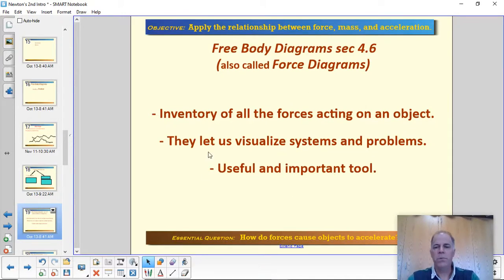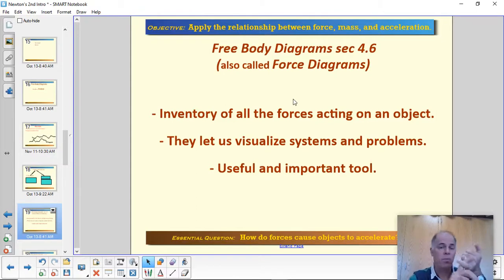They are incredibly useful tools in physics. They use them at all levels of physics. This isn't just something for beginners. This is something that Nobel Prize winners use. Very useful and common tool. What it is, is a way for us to take an inventory of all the forces that are acting on an object or on a system. It's a way for us to visualize what's going on and write it down in a simple way. Now, we also sometimes call these force diagrams, although free body diagram is the more common term.